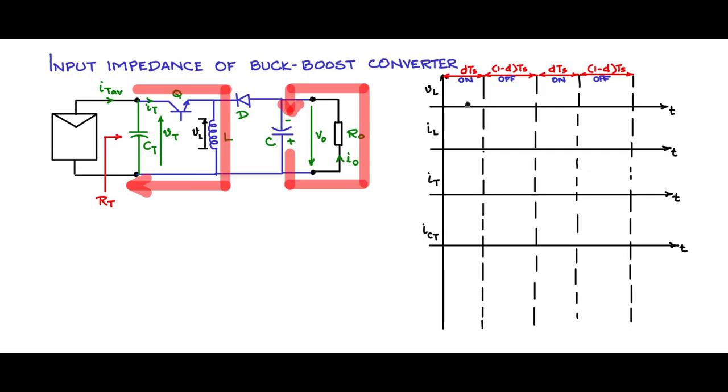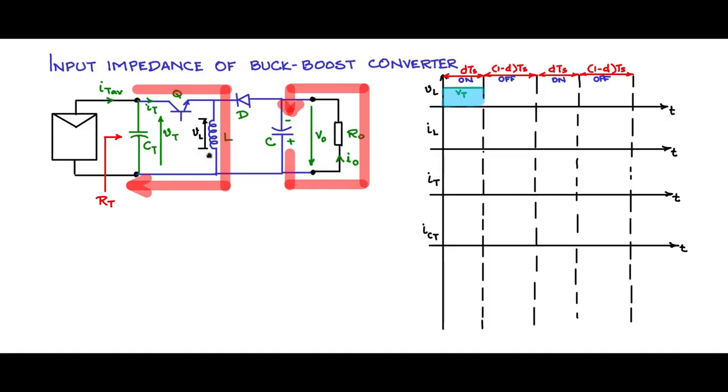So across VL, at that point in time, when Q is on, this potential is same as this potential. It is Vt. Diode is off, out of the picture. This is at ground potential, so the voltage across the inductor is Vt. So that's why we are going to draw a line like that, constant Vt, and this is what is going to appear across L.